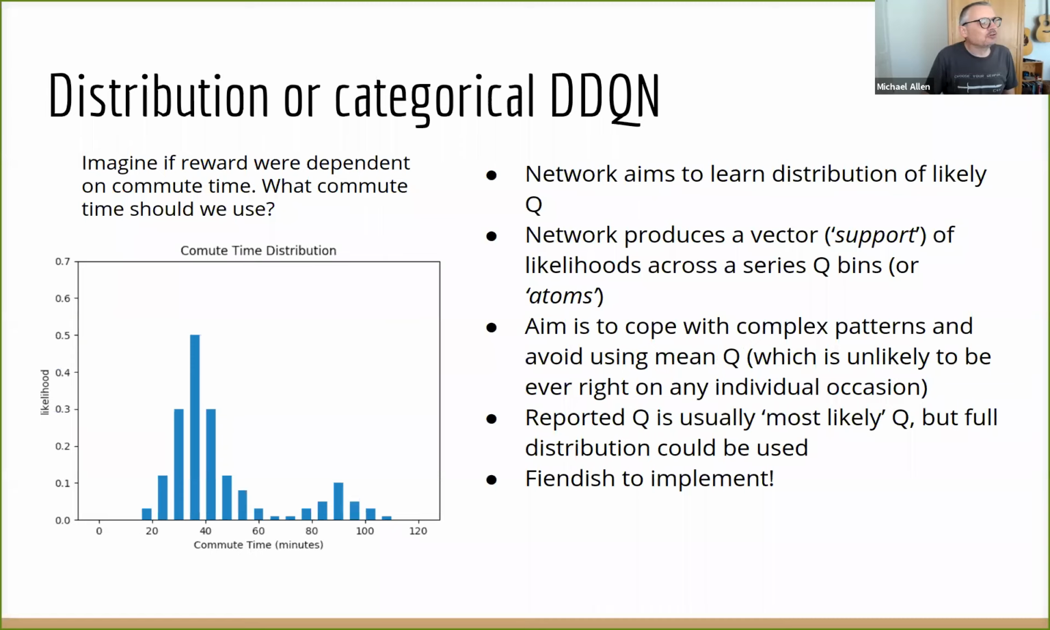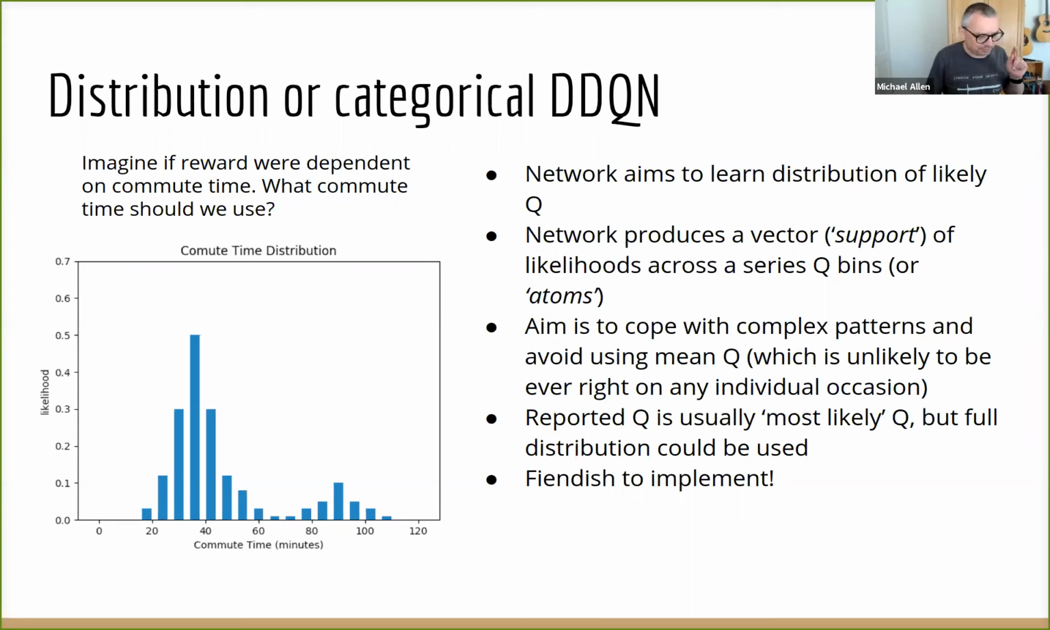Yep. Right, distributional or categorical DQN. I haven't actually got this working yet. In fact, I only got it once running without it actually giving me an error, and then it just produced nonsense. So this is fiendish to implement.